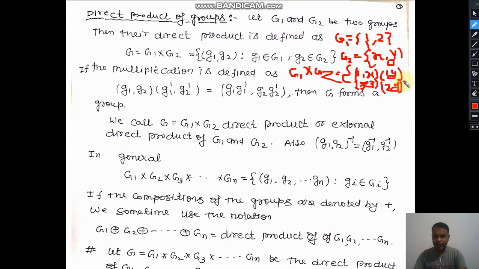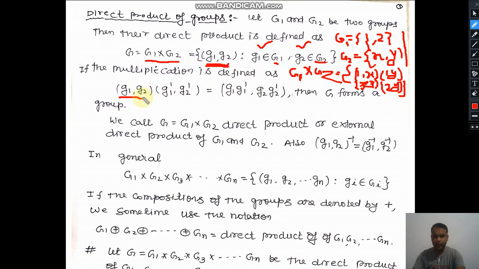These are the elements of the cross product of G1 and G2, and such type of operation is known as the direct product or external direct product of two groups. So the direct product of two groups G1 and G2 can be defined by the ordered pair (g1, g2), where g1 is an element of the first group G1 while g2 is an element of the second group G2. It means this is not a single ordered pair only; you have to write all possible ordered pairs from G1 and G2, as I have mentioned in this example.